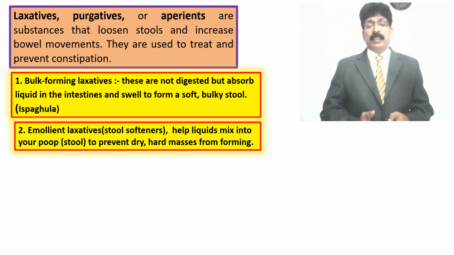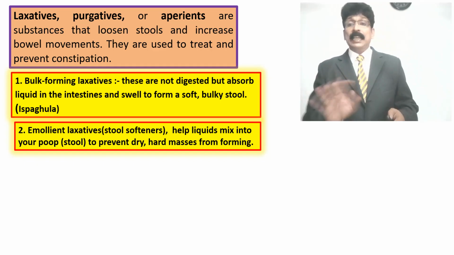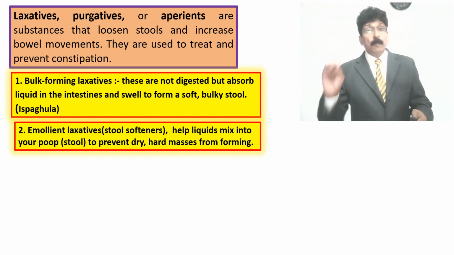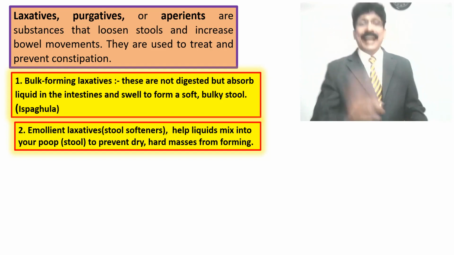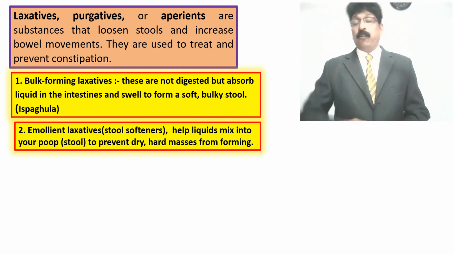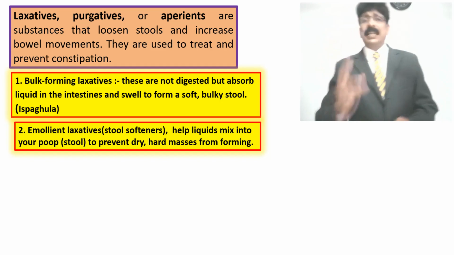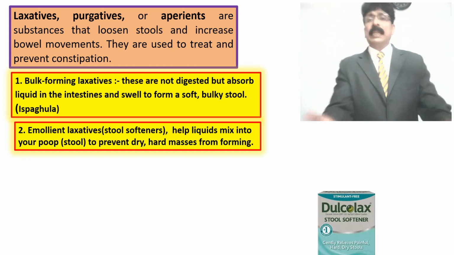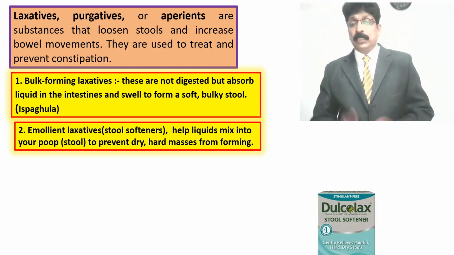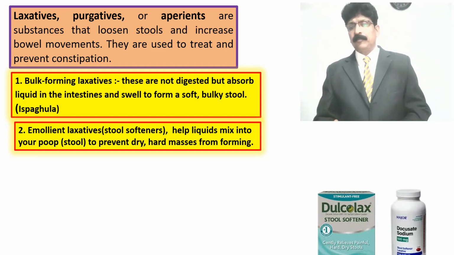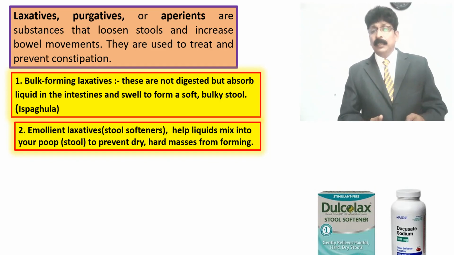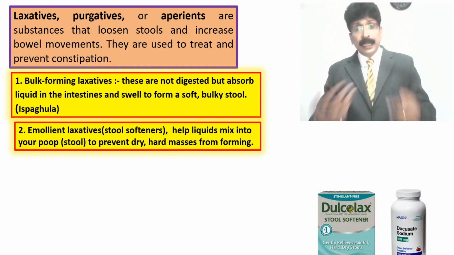Emollient laxatives are there, stool softeners. We are not studying any example of natural source. It helps the liquid mix into your stool, to prevent dry hard masses from forming. So it will prevent the hard massing and constipation, and the stool can be expelled. That is emollient laxative. An example which is available in the market and in the dispensary when you dispense Dulcolax, everybody knows Dulcolax. It's a stool softener, the drug present as an active principle in the tablet or in various other formulations in powder form, or even as suppositories.